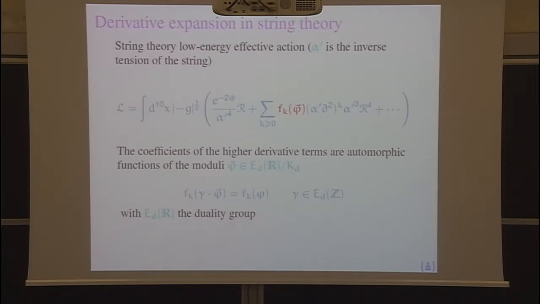So, as you know, this is the effective action of string theory that I'm writing here, for example. This is a derivative expansion of the string effective action. This is the Einstein-Hilbert term, this is the dilaton. And here this is the higher derivative expansion, the famous R to the fourth term. This is for the type 2 superstring, where there are no R squared terms.